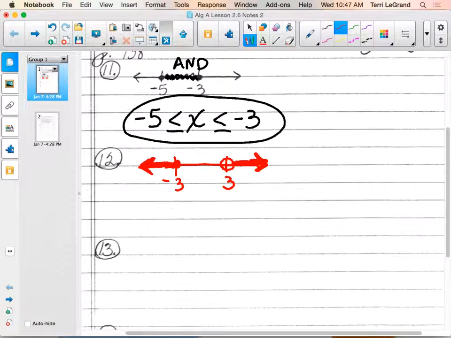Is this an and or an or? This is an or one, isn't it? When it goes out from the endpoints, it's saying it can come from this region or the other region. This is an or one. When it's an or one, we have to use the word or and write two simple inequalities.